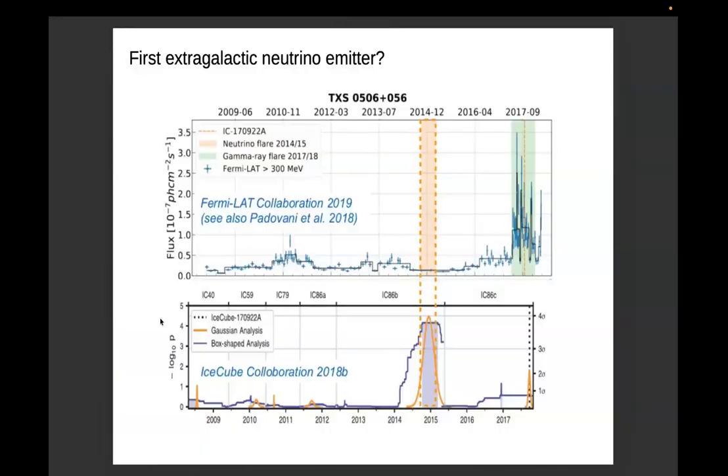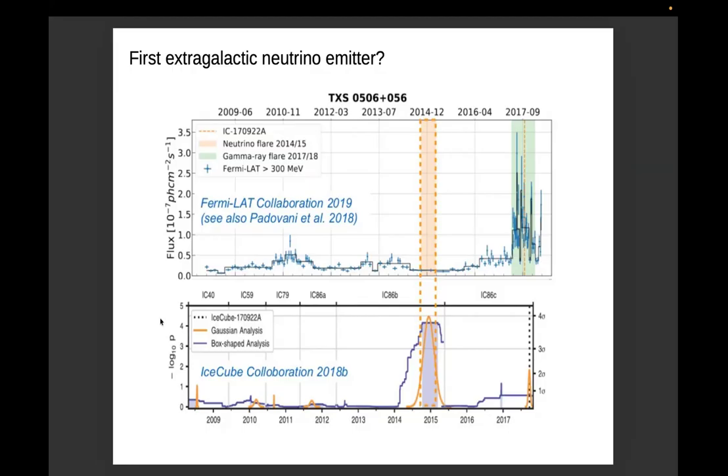Now, this is kind of how we started with this whole business. The first association of a high energy neutrino with a blazar was to this source, TXS 0506. On the top, you see the gamma ray light curve. At the bottom is sort of a neutrino light curve, not really.